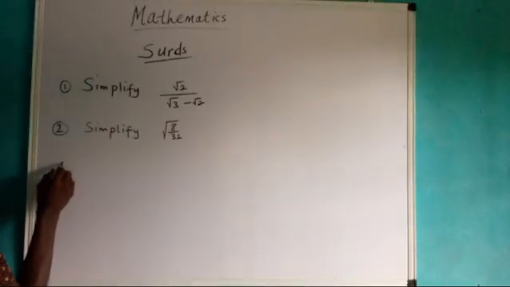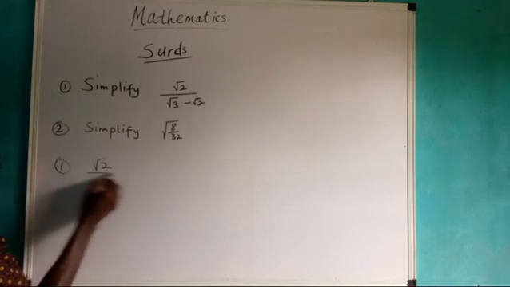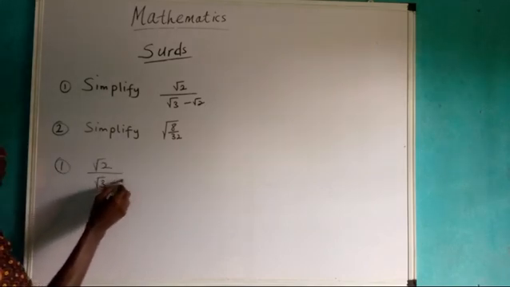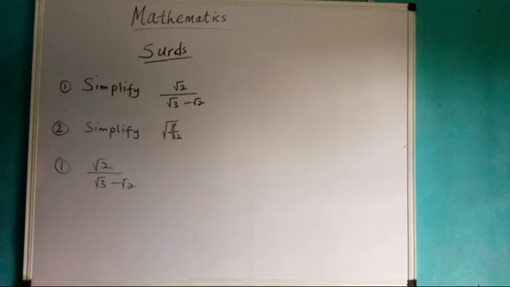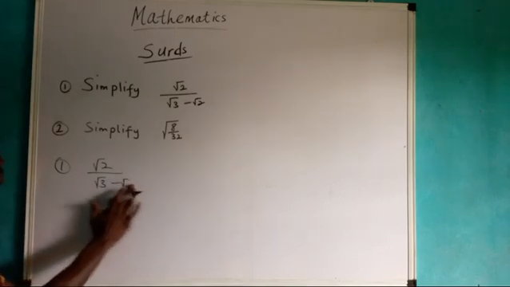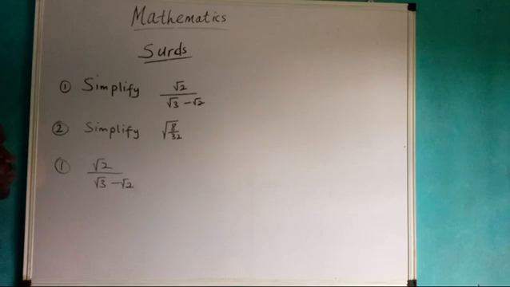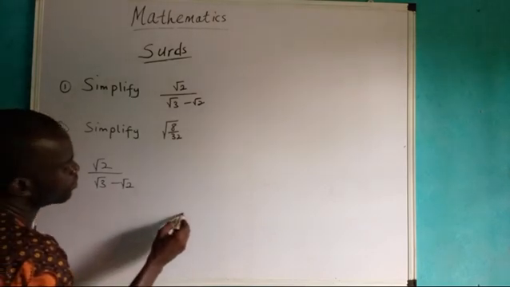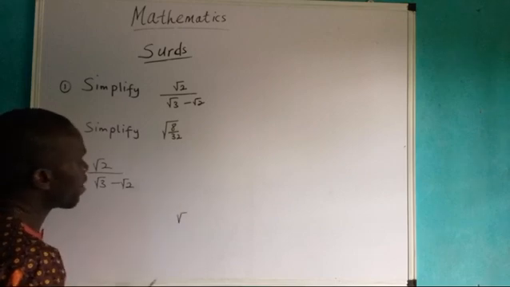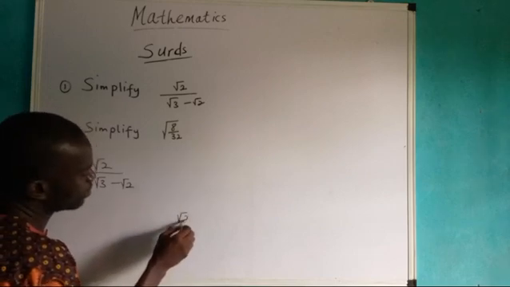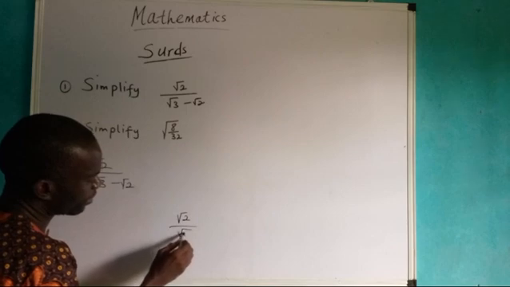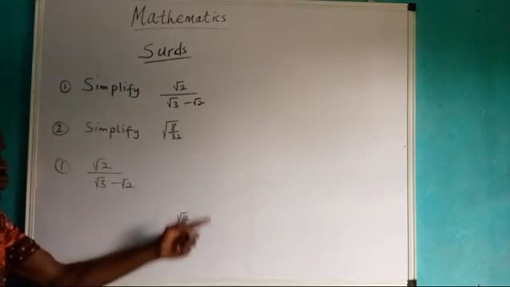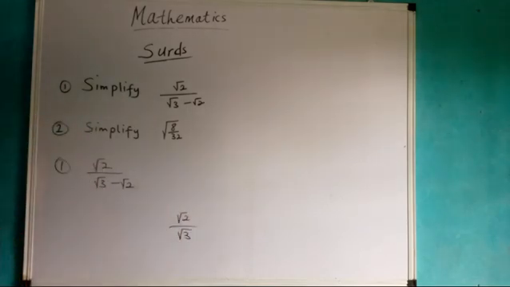Now we have the first one, root 2 all over root 3 minus root 2. You see now, at the denominator of this fraction we have two surds, and there is a negative sign in between the surds. This one is quite different from a situation where we have a single surd at the denominator, for example, in a form like this. This one has a single surd at the denominator.